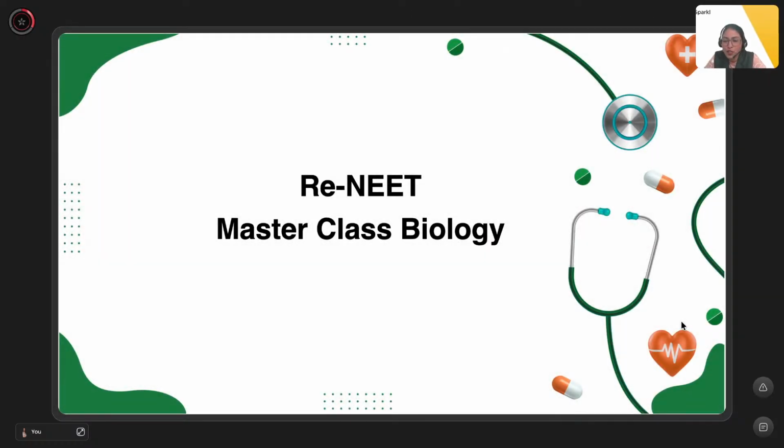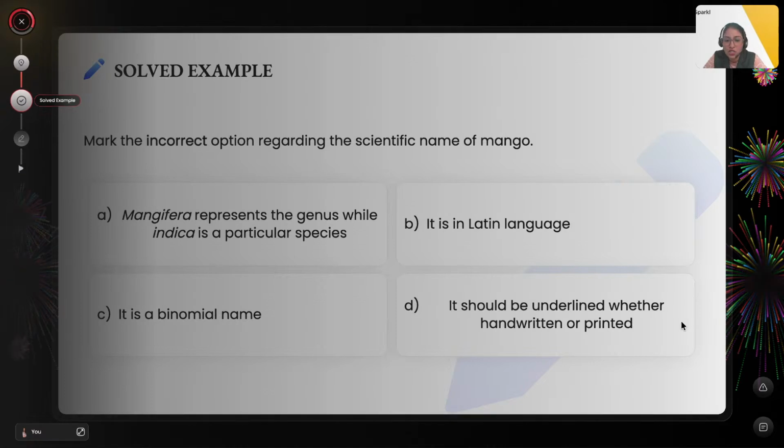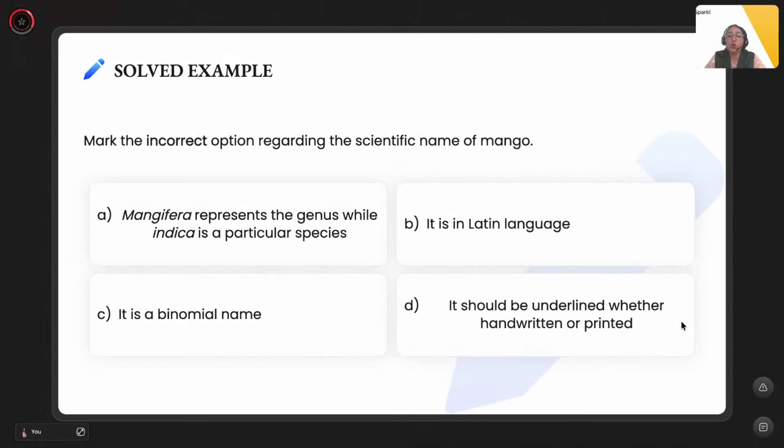So the first question that we will be discussing today is here on your screen. Okay, students. So in this year's paper also, questions were asked from the binomial nomenclature, and here you can see that it is a statement based question. So the question here says, mark incorrect option regarding the scientific name of mango. So बेटा यहाँ पे आपको बायोनॉमियल नॉमेनक्लेचर के बारे में अगर पता होगा तभी आप साइंटिफिक नेम फॉर मैंगो के बारे में आंसर करेक्टली पिक कर पाएंगे.